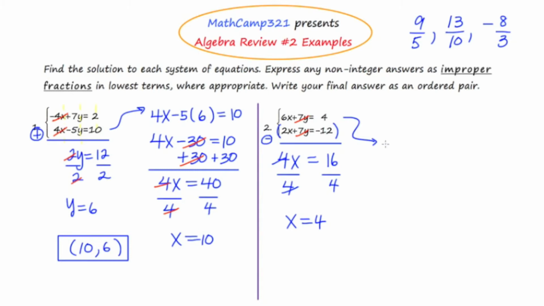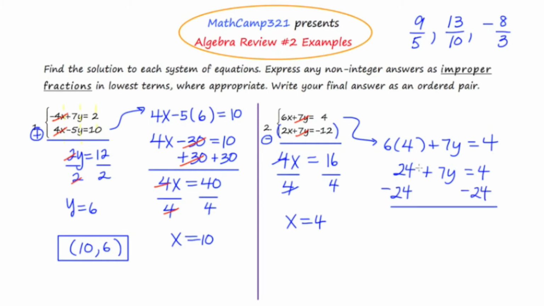So I'm going to say 6 blank plus 7y equals 4. Now that blank represents x, but we just found x a moment ago, and x is equal to 4. Simplifying, I get 24 plus 7y is equal to 4. Okay, so I want to isolate y, which means I want to get y by itself. So let's next subtract 24 from both sides. In doing this, the 24 and the negative 24 will cancel, and we'll be left with 7y is equal to negative 20. And to isolate y completely, we'll divide both sides by 7. The 7's will cancel, and I'll be left with y equals negative 20 over 7.